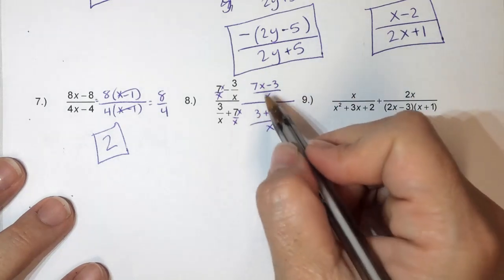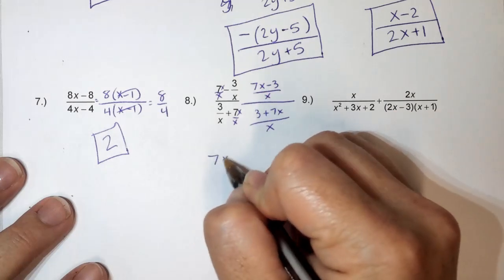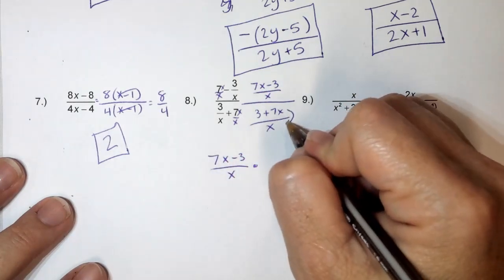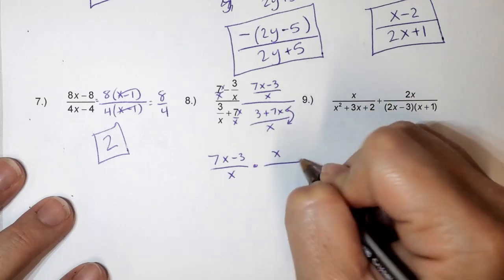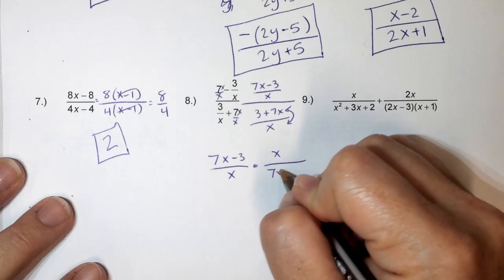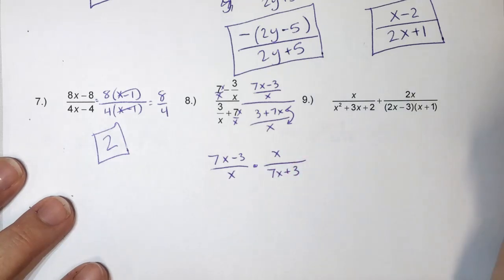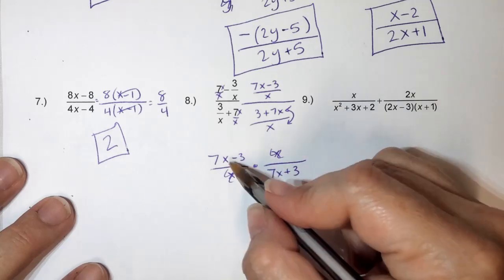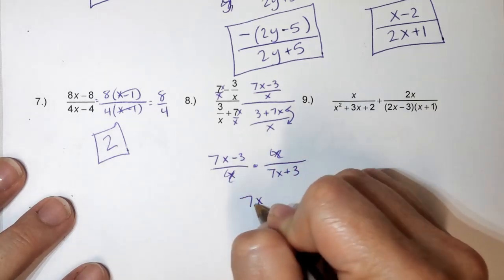And I'm going to rewrite it. So the top stays the same, 7x minus 3 over x, times, and we're going to flip the bottom, x over, I'm going to rewrite this in order. It's going to be 7x plus 3. Since they're both positive, nothing changed. My x's cancel, and these do not cancel. One's minus, one's plus.